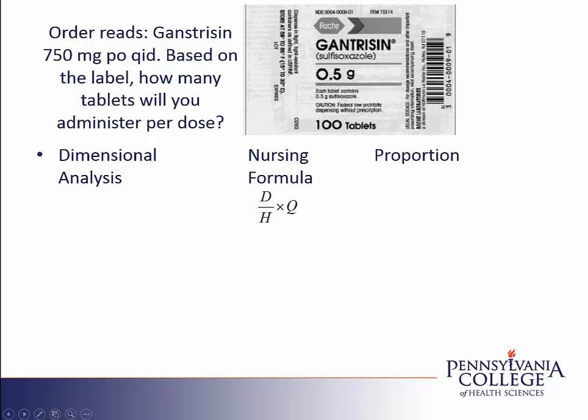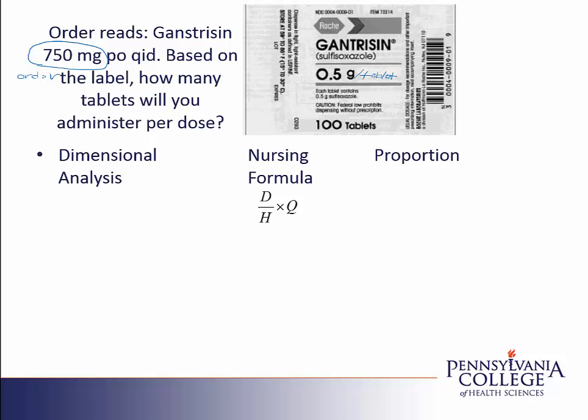Based on the problem, the order is for 750 milligrams. The available med is gotten off the label. On the label, we have the strength of the med as 0.5 grams, and we need to have that as a fraction, so we'll pair that per tablet. When we're working with tablets, it is always assumed that the strength is per 1 tablet, not for the full bottle.